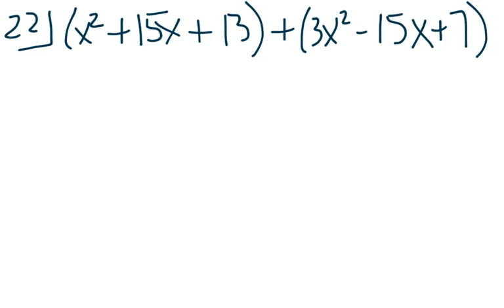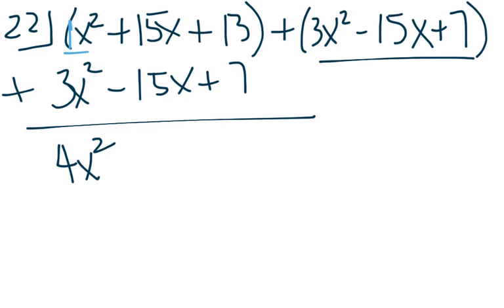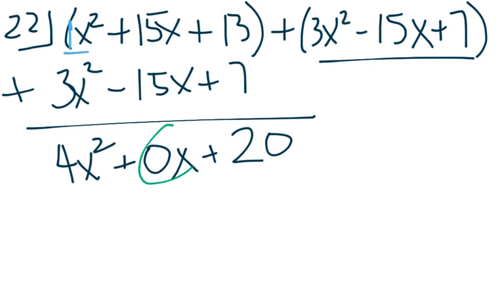Number 22, we are adding again. So the invisible number in front of this first x squared is 1. And we are going to line these up underneath. So we have 3x squared minus 15x plus 7. And we can just add everything. So 1x squared plus 3x squared is 4x squared. Positive 15x plus negative 15x is the same as subtracting. So it's just 0x. And 13 plus 7 is 20. So since this is 0x, we don't really need to include it. So we can just say 4x squared plus 20.